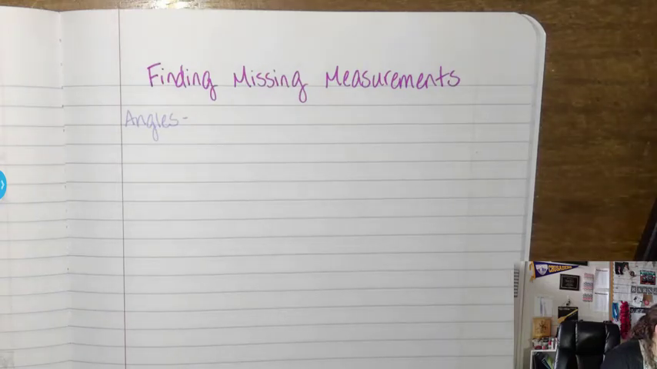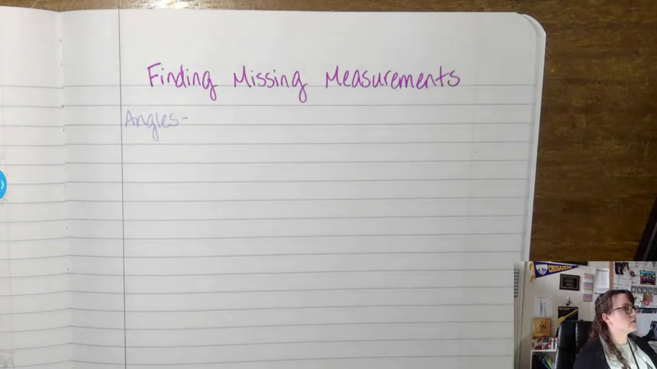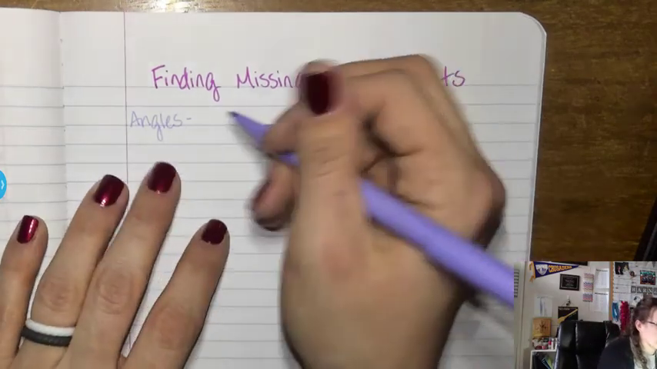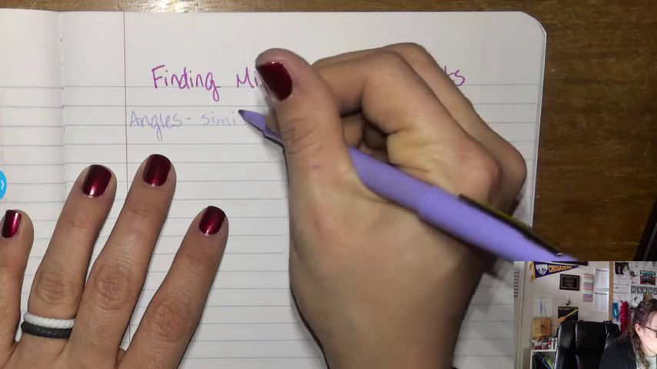So when you're working with similar figures and you have missing stuff, like you had one question yesterday where you didn't know what the side was, that's our lesson today. So if it's an angle, it's really easy. Similar figure angles are equal.